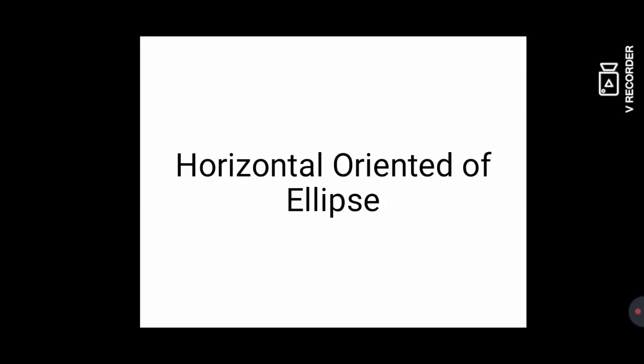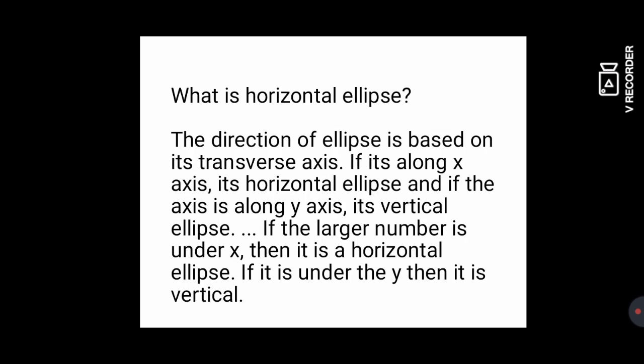Hello again. In this video, I discuss all about the horizontal orientation of an ellipse. So what is a horizontal ellipse? The direction of an ellipse is based on its transverse axis. If it's along the x-axis, it's a horizontal ellipse, and if the axis is along the y-axis, it's a vertical ellipse.